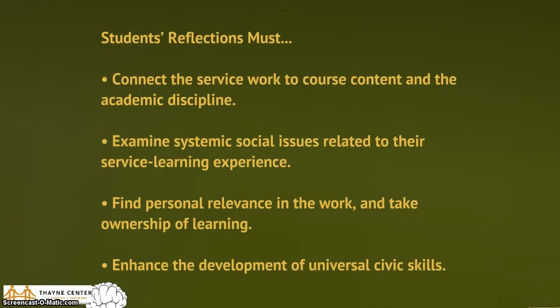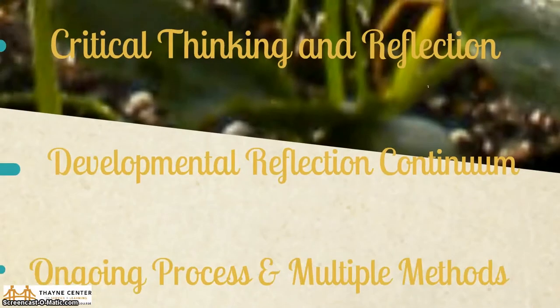And of course, there are some essential elements to student reflections. So first and foremost, you need the service work to be connected to course content and to the academic discipline, because this is the key aspect of how service learning helps students learn course content as you link the service. And you want students to examine social issues related to the experience. And then reflection helps students find personal relevance in the work and take ownership of their learning. And then, of course, finally, we want students to enhance their development of universal civic skills. So this can happen on a continuum, and it's developmental.